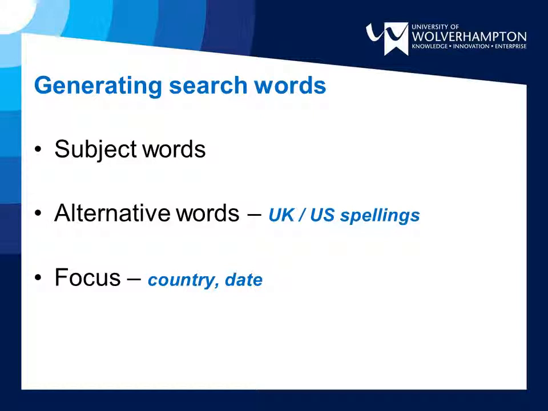Break down the question and see if you can identify particular subject words that you can use as search terms. Think about whether there are any possible alternative terms for that search. For example, if you were searching for teenager, could also be referred to as an adolescent or a young person. And there also may be differences in the UK-US spelling and terminology, so keep that in mind.